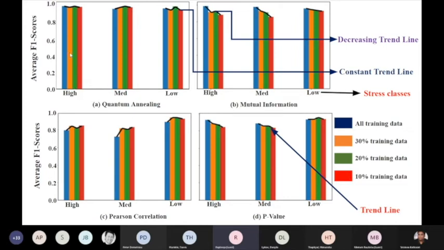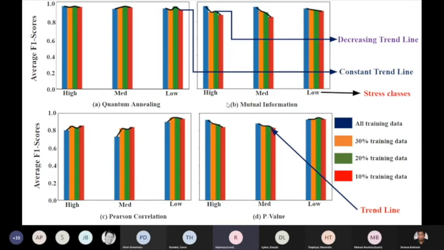We see that the F1 score is more or less constant, and there is no significant difference between the F1 scores obtained when we reduce the training sizes. This can also be seen as the trend line is more or less constant for all three classes. But for mutual information and p-value, we see a clearly decreasing trend. As you reduce the number of training data, the F1 score also drops significantly. The one exception is the Pearson correlation, but overall the Pearson correlation did not perform well compared to the other methods.